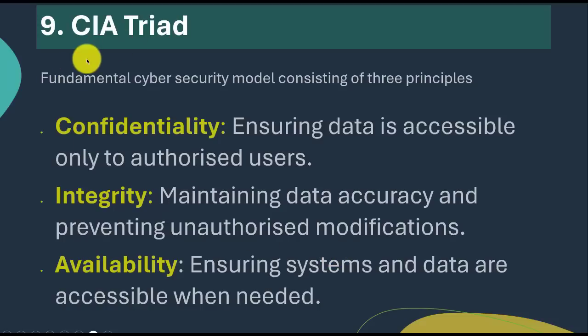All right, let's go to number 9, CIA triad. Now, CIA, not the American CIA, but it's quite interesting. Confidentiality is the C, integrity is the I, and availability is the A. So, what does that mean? This is a fundamental cybersecurity model. The 3 principles are confidentiality: you must ensure that your data is accessible only to authorized users. Integrity: maintain data accuracy and prevent unauthorized modifications. Then availability: ensuring systems and data are accessible when needed. You are going to be asked, what's the A in CIA? I've given you one item in the text.